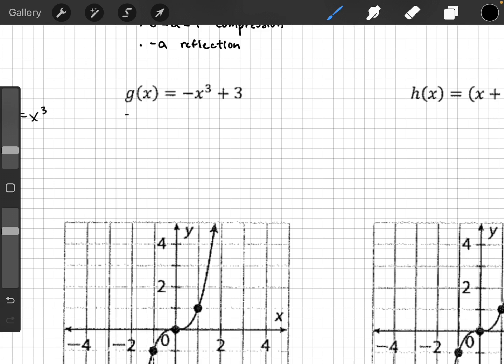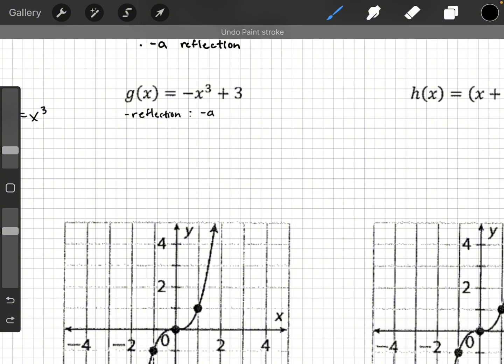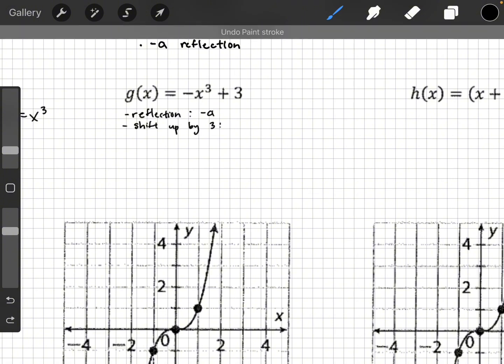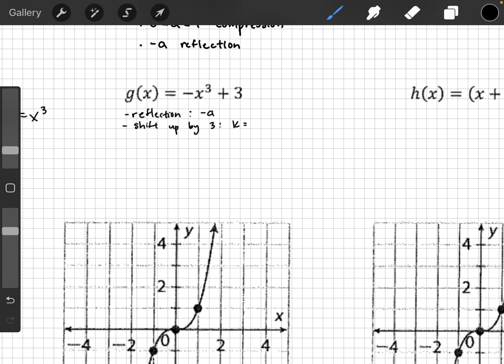So here, we'll write out our transformations. We have a reflection because the a is negative. We see here by this negative sign in front of the x cubed. We know that we have a shift upwards by 3, and that's seen here in our k value, which equals positive 3.